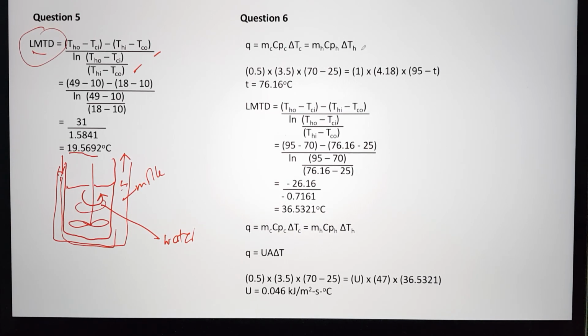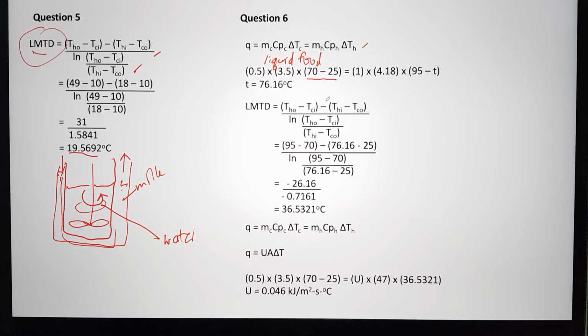Question number 6, which I have explained in the video of chapter 6. The liquid food with specific heat Cp of 3.5 kilojoule per kilogram degree Celsius flows in the inner pipe of a double pipe heat exchanger. The liquid food enters at 25 degrees Celsius and exits at 70 degrees Celsius. This part is meant for the liquid food. Can you see there is a temperature difference given to you?